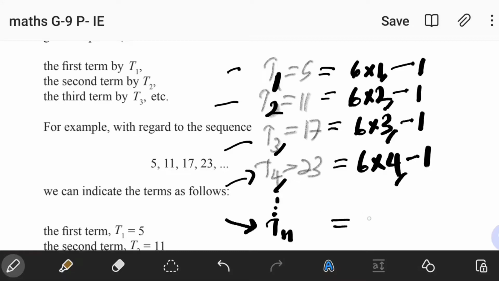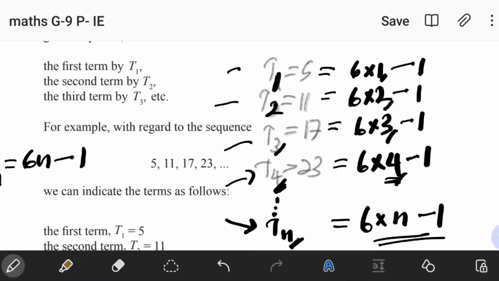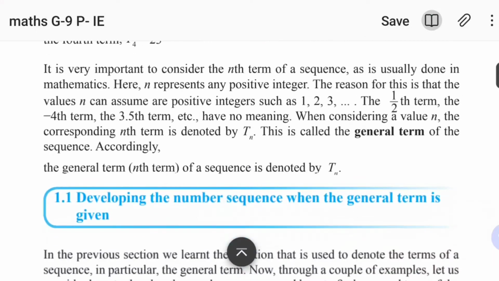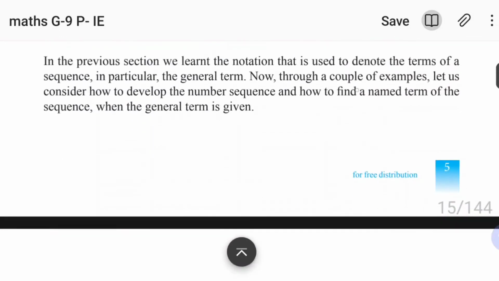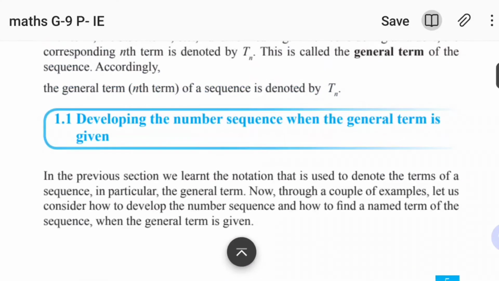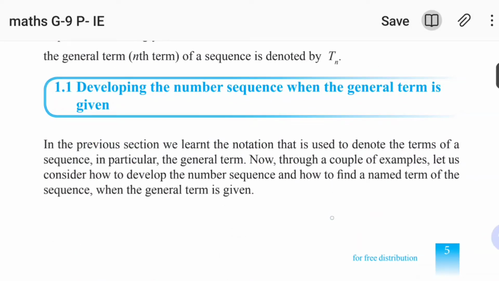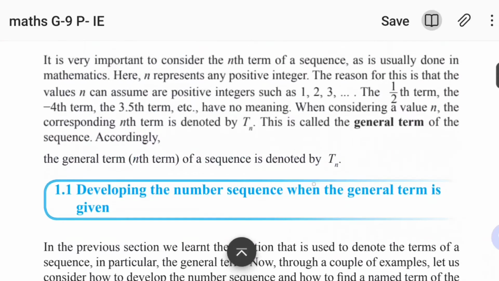So by looking at this pattern, we can write 6, because this number 4 is what you see here. If it was n, we would write it as 6 times n minus 1. So this is what we call the general term. Usually we write this as Tn equals 6n minus 1. When you say 6n, it's 6 times n, right? So this is the general term of this particular sequence. Okay, so let's go down. This sequence is developed, and you can read through it. Now, develop the number sequence when the general term is given.